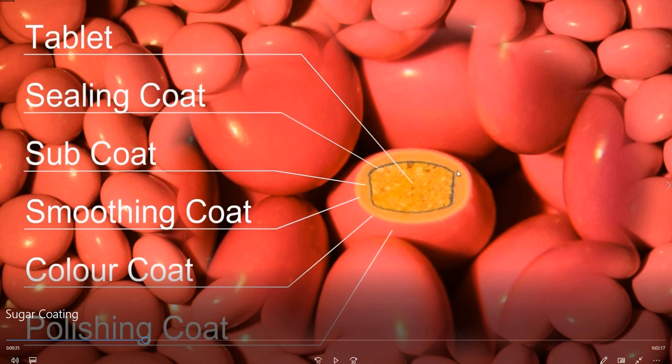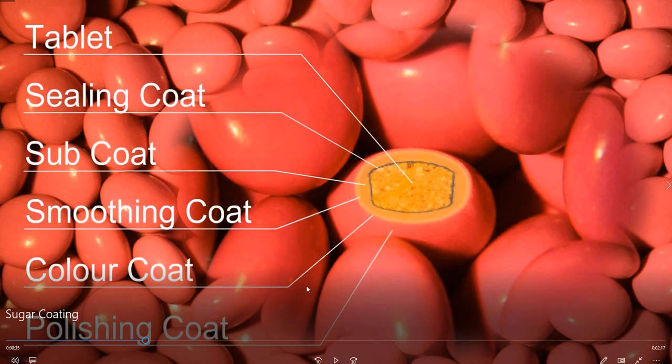Then you have the subcoat. You will notice that the subcoat is the thickest part of the coating, and then you will see the smoothing coat, the step of smoothing and rounding. Then you will see the coloring, finishing and the coloring coat.